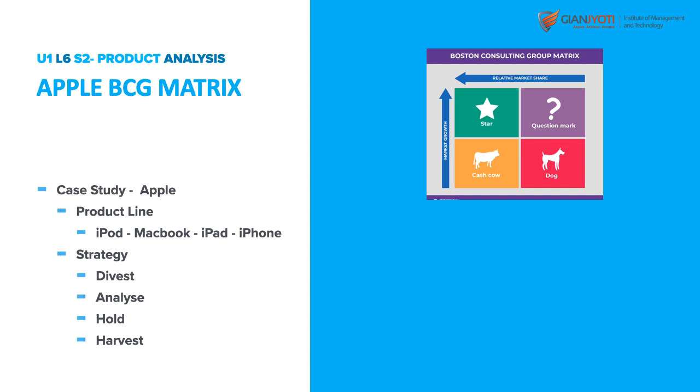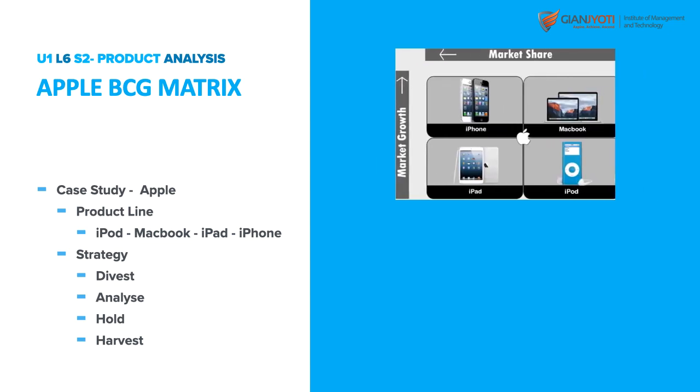Well, friends, if I put the four products there, so you will see in dog, iPod, which is market is not there and share is not increasing. So that is in the dog. In the question mark is the MacBook, that is their laptop. And then when we talk about the cash cow, it is the iPad, and the star one is the iPhone. As you can well imagine why it is so. So let me take one by one.